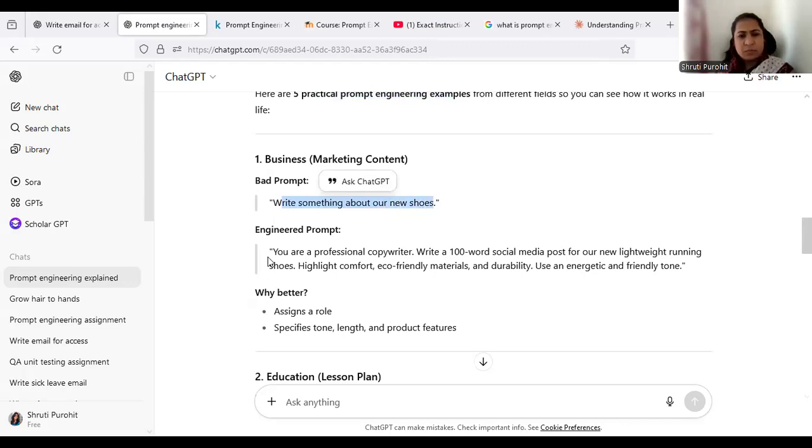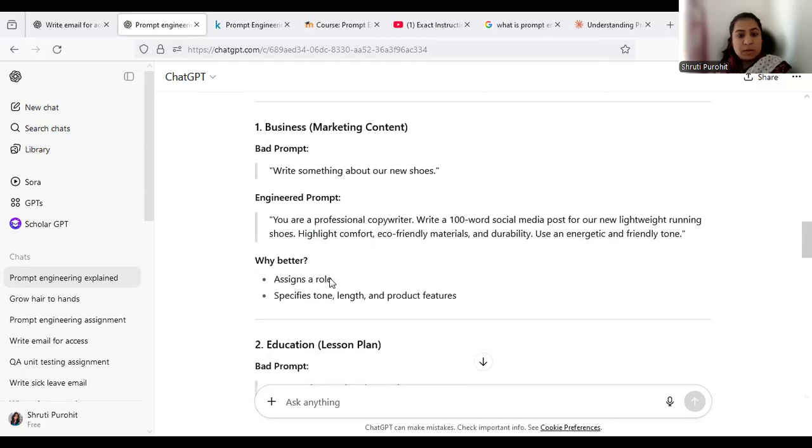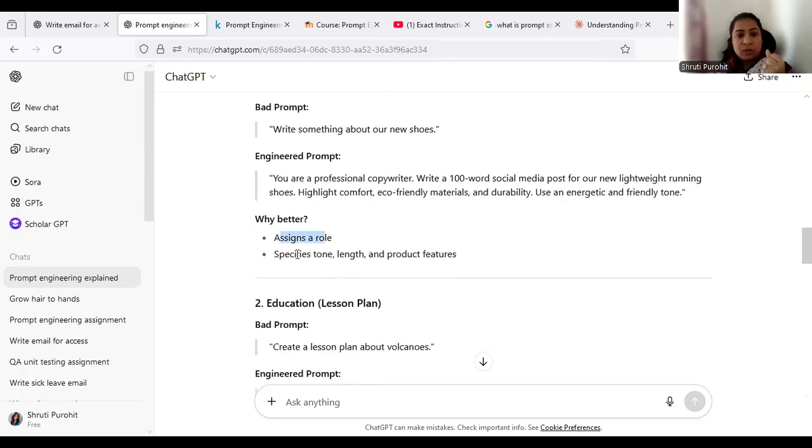Okay, so rather than this prompting, you can go ahead like: you are a professional copywriter. Write a 10 word social media post for new lightweight running shoes. Highlight that it is comfortable, eco-friendly material and durability. Talk about these kinds of properties of your shoes and generate it in an energetic and friendly tone. So you are just expressing which kind of a tone you want in your response. Okay, that also you can mention. Better one, go ahead. Assign a role and specific tone, length, and product features.